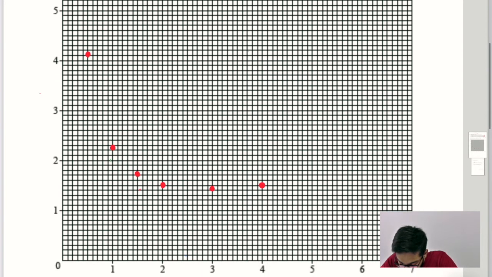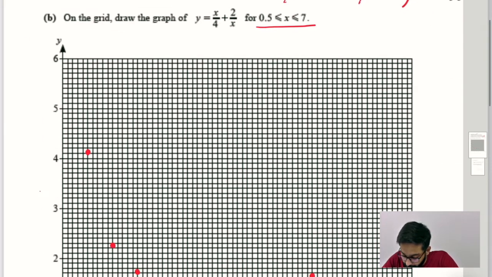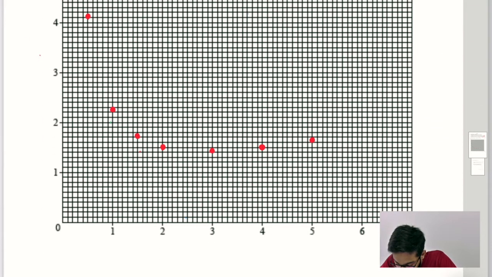The next point is the third last point, which is 5 and 1.65. So when you have 5 and 1.65, now notice that the values have started to increase over here. So 1, 2, 3, 4, 5, 6 and then 0.5 right there. I hope this is making sense. This is the easy part of the question. Then 6 and 1.83. So you have 6 over here, and then you have 1 over here. 1, 2, 3, 4, 5, 6, 7.